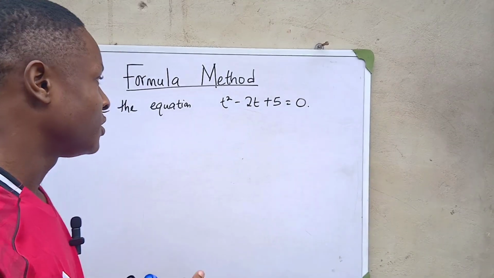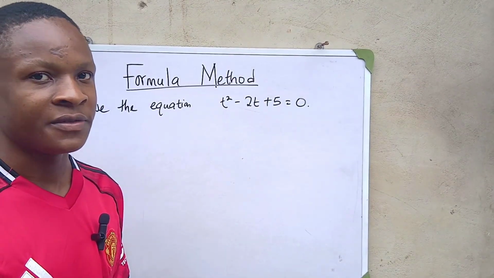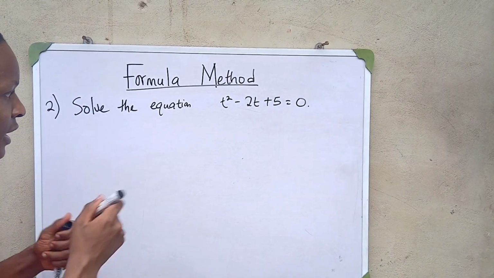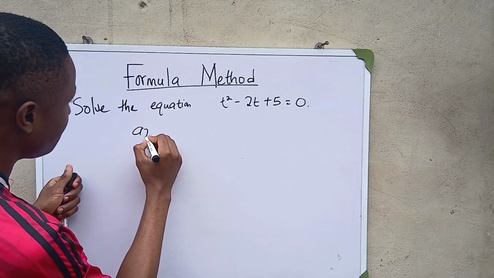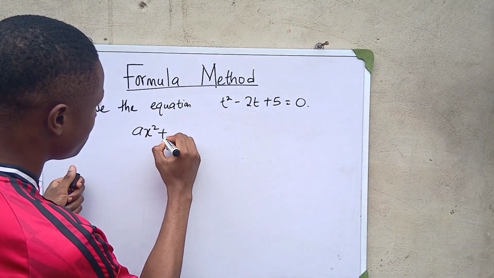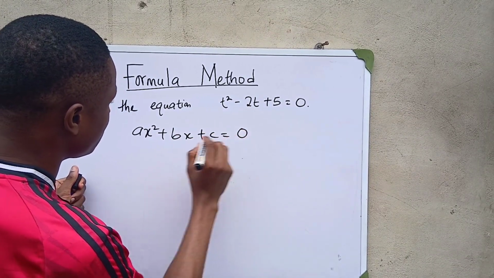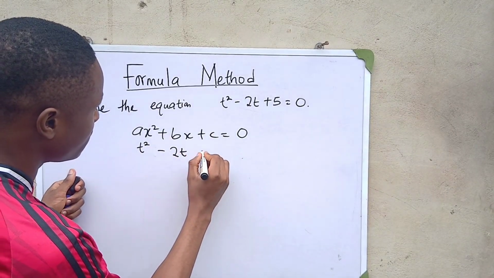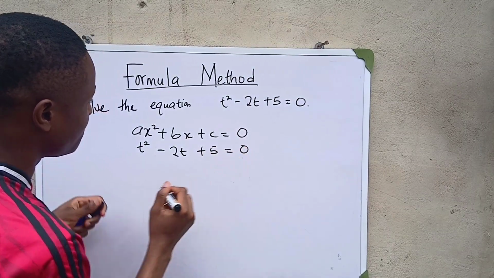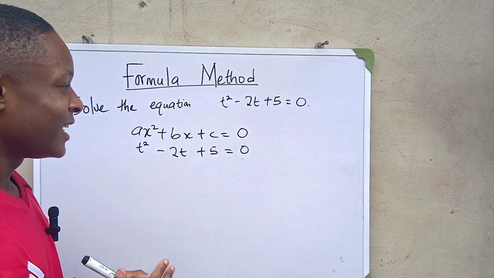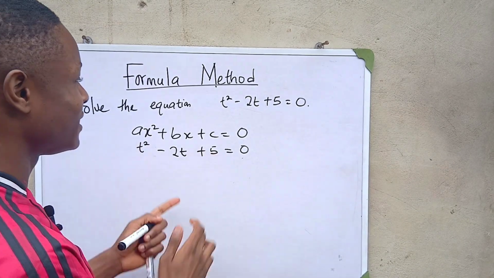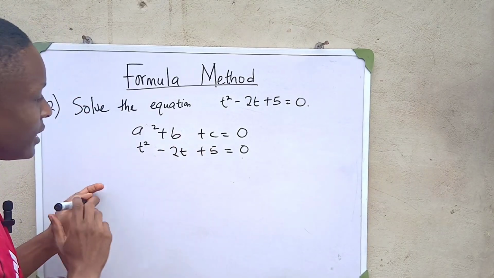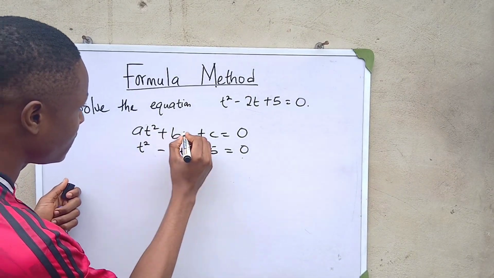We have another equation. Solve the equation t squared minus 2t plus 5 equal to 0. So the first thing we have to do, as I said earlier, is write the general format and compare it with the quadratic equation. So this is the general format. So we have t squared minus 2t plus 5 equal to 0. Now you notice that our variable is different. So what we just have to do is change x to t so that it will match the variable that we have. So we have t and t.